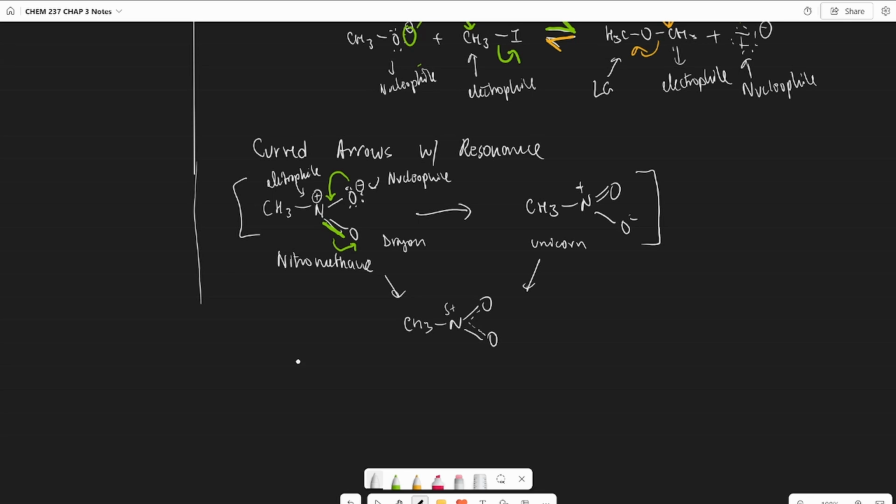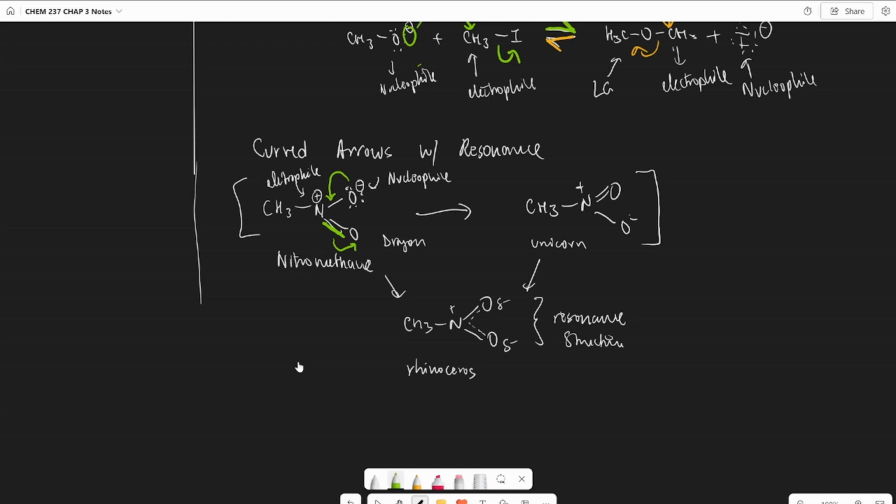With a partial positive, and these are partial negative charges. Actually, this is always positive regardless. So positive charge, and these two are negative charge, right? And this is your rhino, the real existing. This is the resonance structure, and these two are your resonance forms.